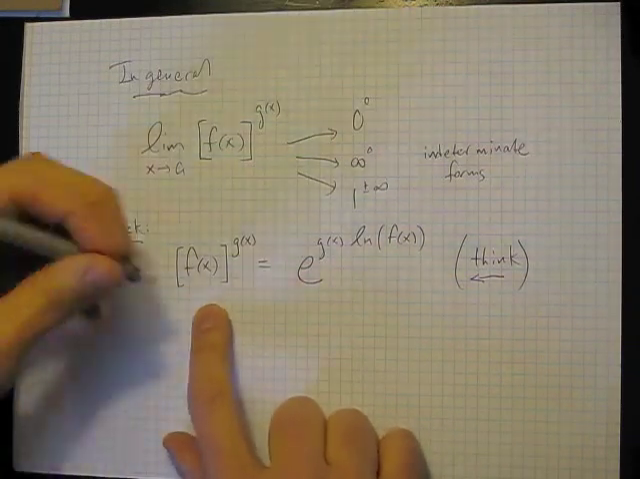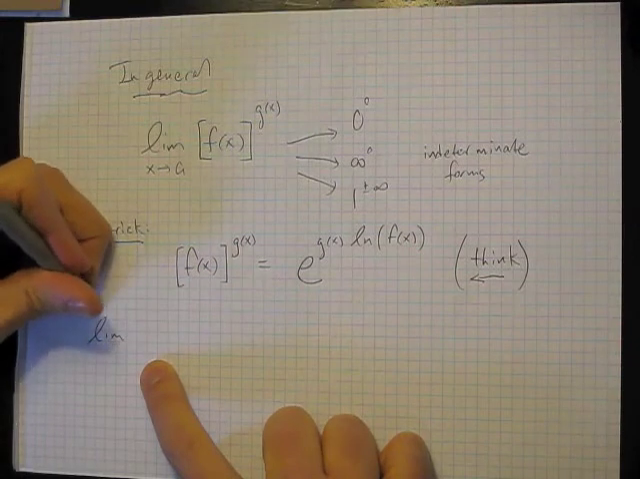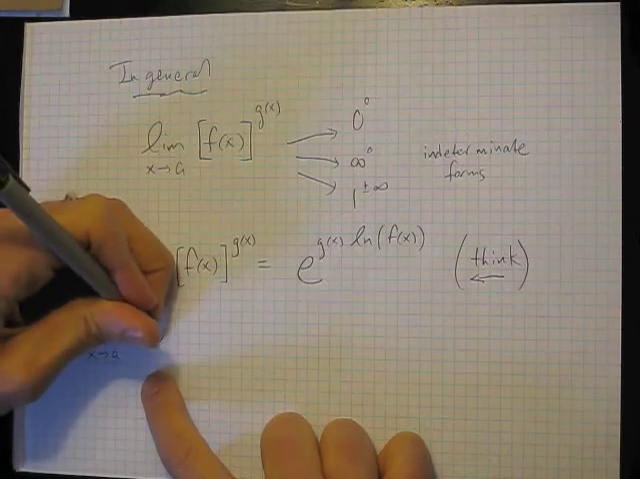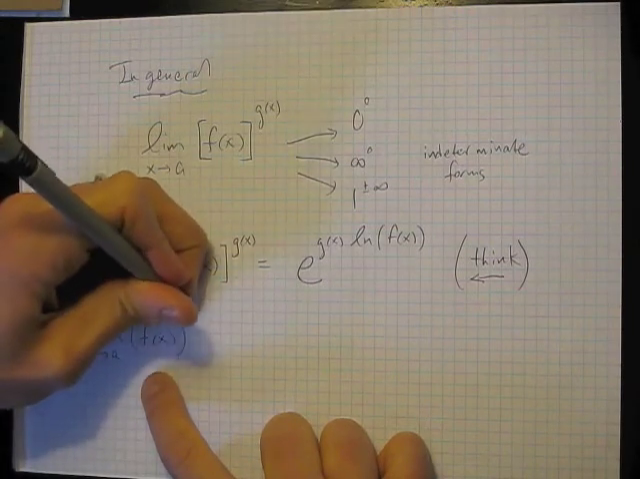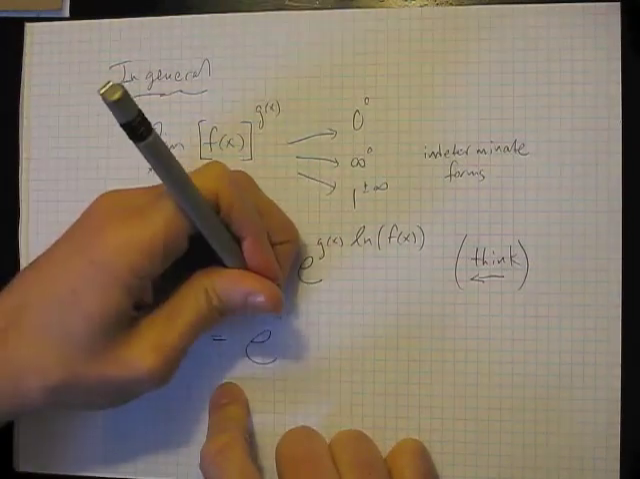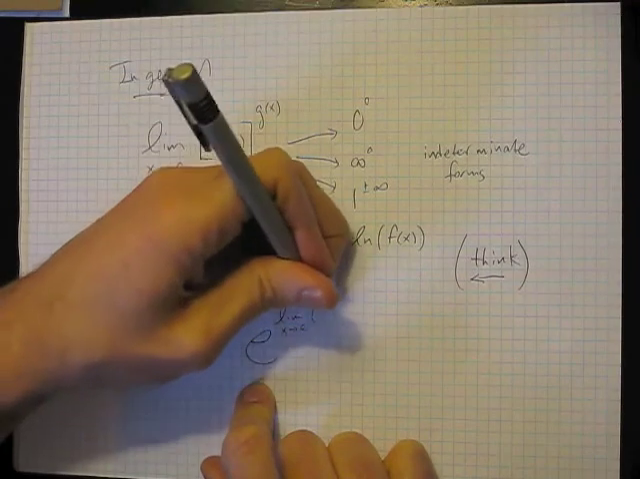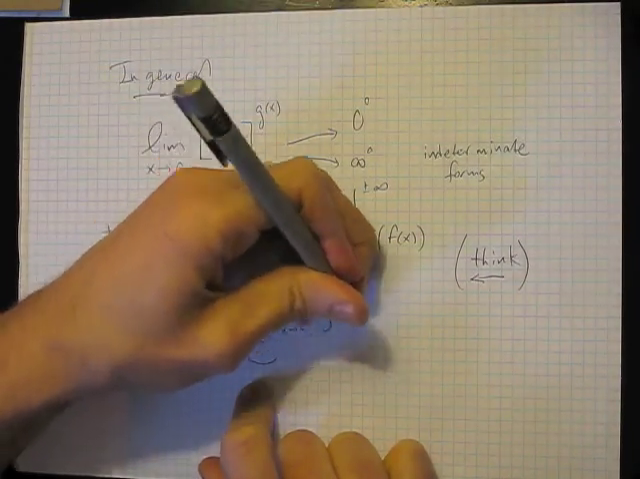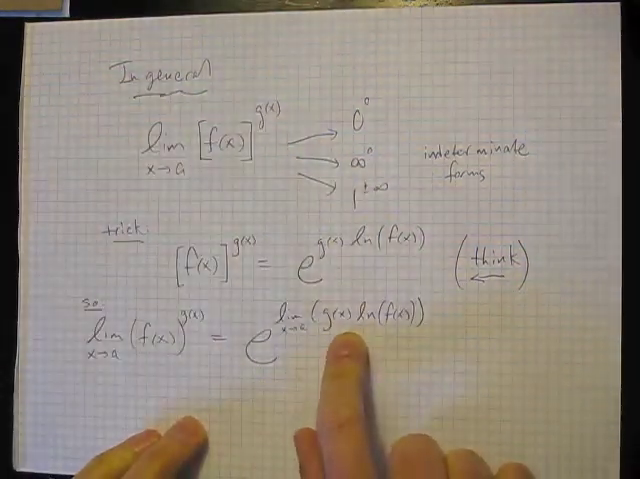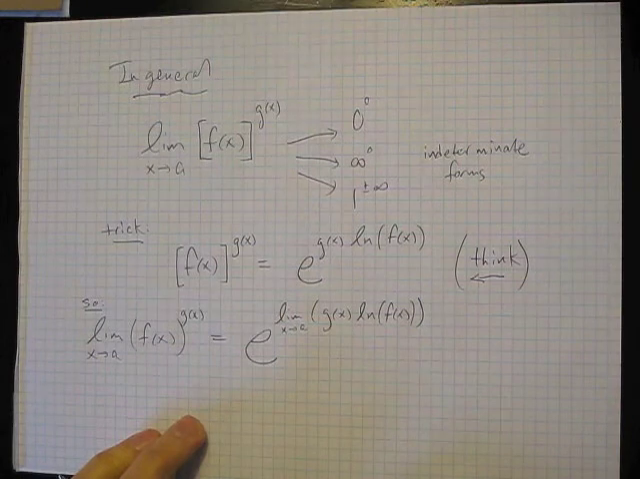And then, in order to evaluate the limit as x goes to a of f of x raised to the g of x power, we do the same trick as before, we write e, and we pass the limit into the exponent here: g of x log f of x, like this. So we just evaluate this limit, and then whatever that number is, we raise e to that power.